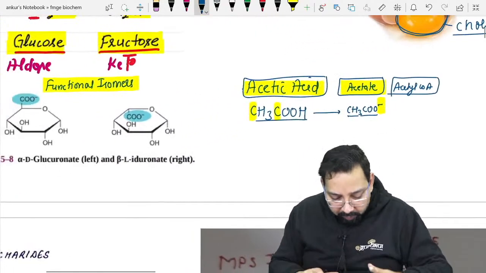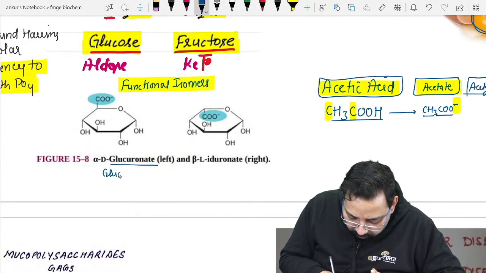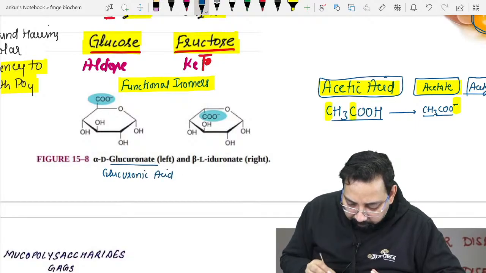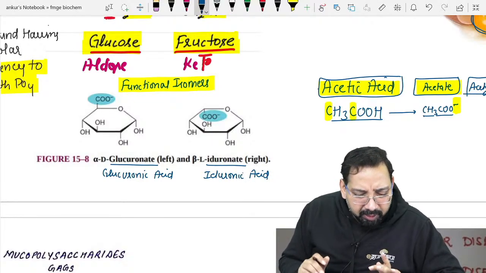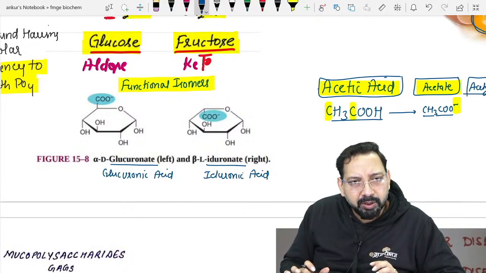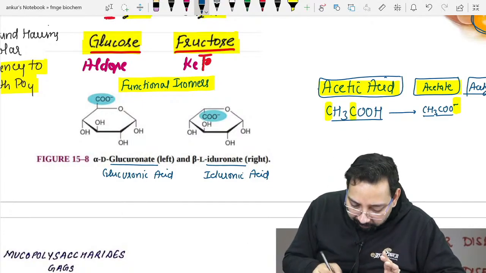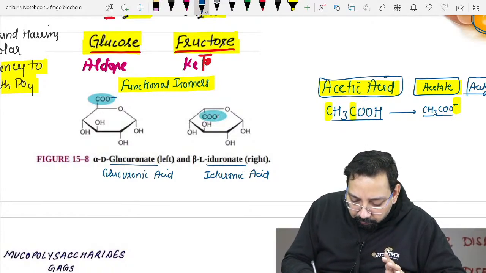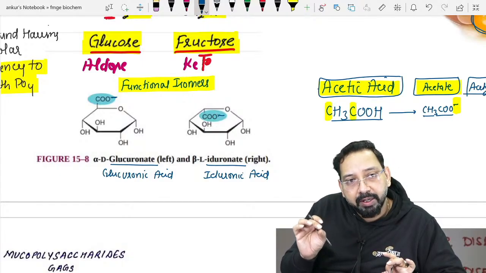In the same way, glucuronate and glucuronic acid are the same. Iduronate or iduronic acid as well. So never get confused with the complicated thing that you must remember this is glucuronic acid, this is glucuronate. No, they are the same, having which charge? Negative charge. So wherever you find a carboxylic group, it will ionize to acquire negative charge.